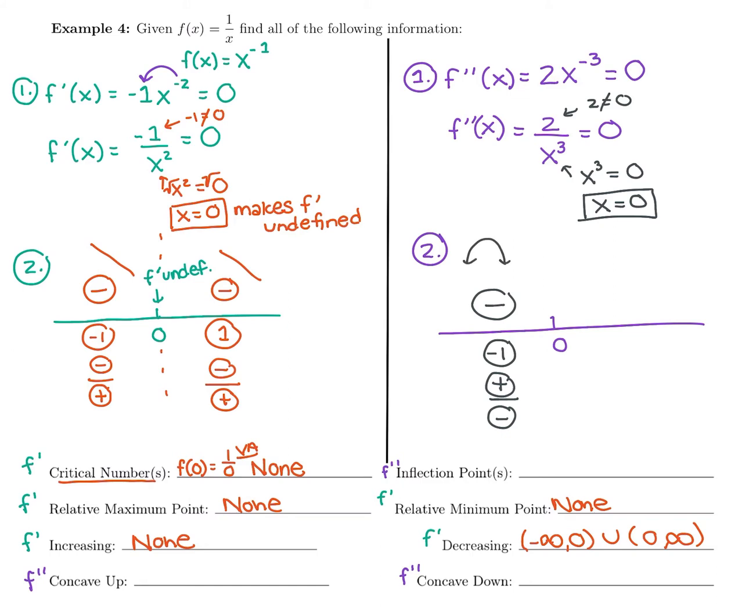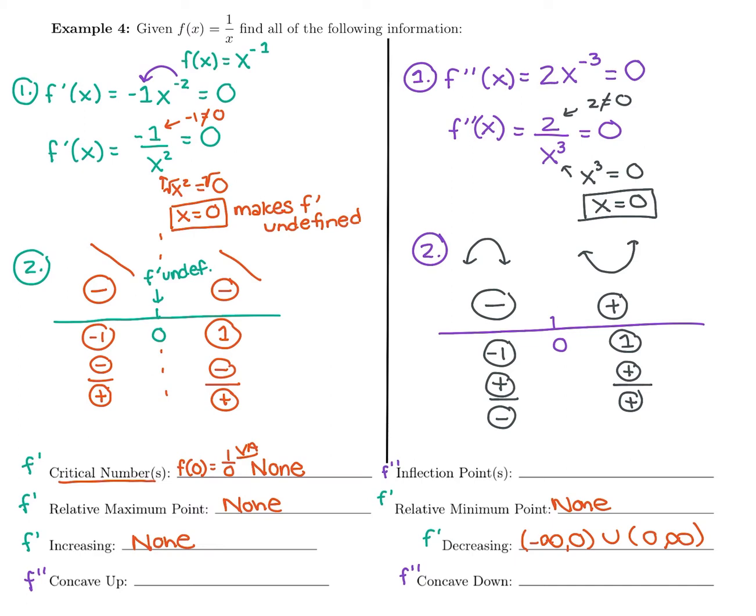So we're concave down. And then after 0, we could plug in positive 1 into our second derivative. So we'd have a positive 2 as our numerator, and then 1 cubed is just going to stay 1. So we'd have a positive divided by a positive, which is a positive. So we'd have concave up.